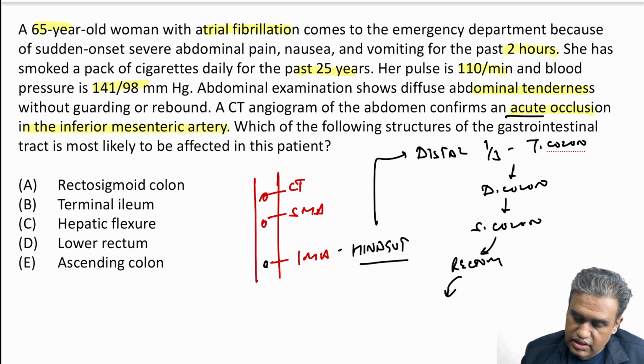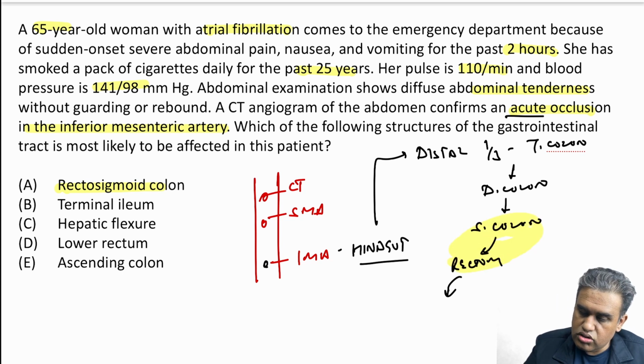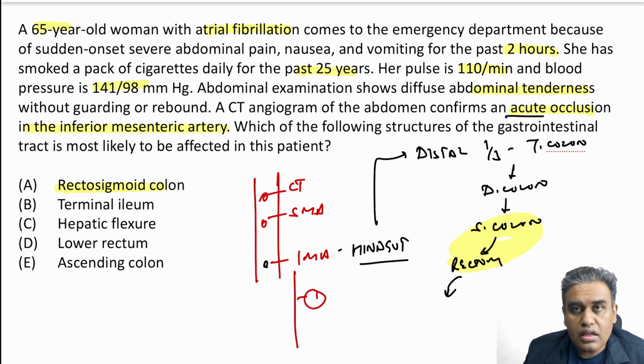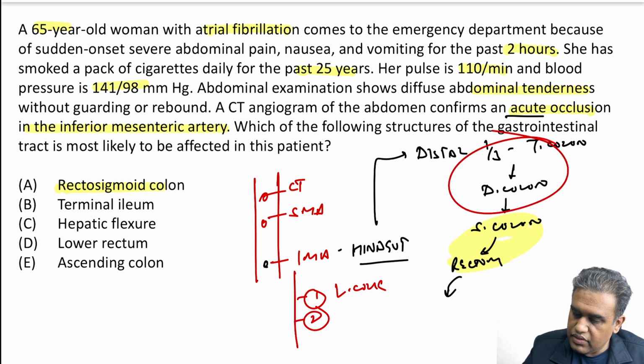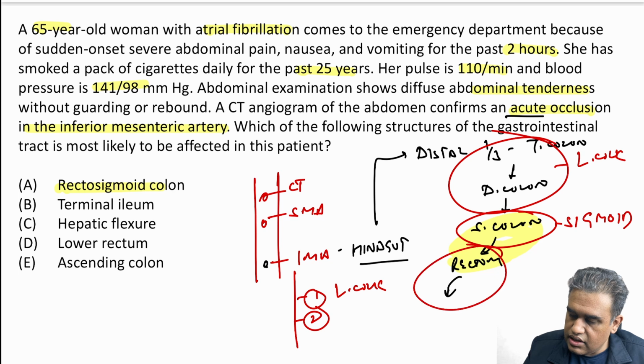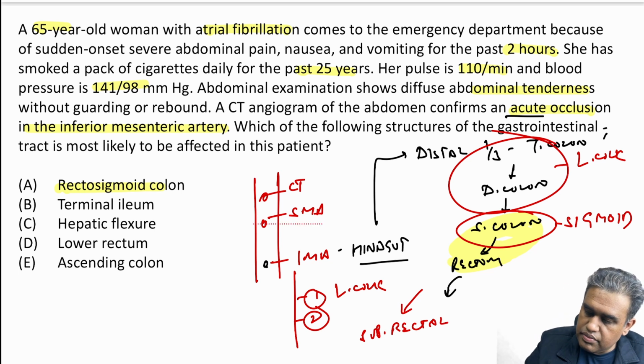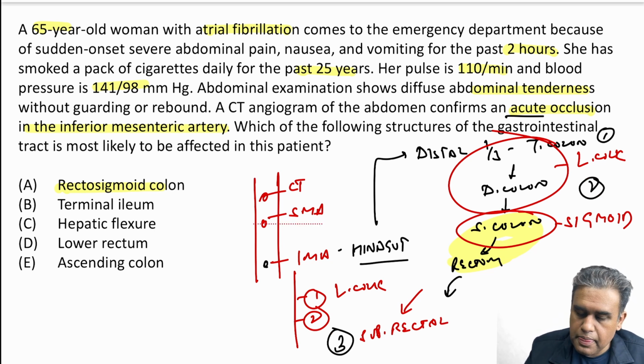Now they are asking which structure? Rectosigmoid colon is this area. Will it be affected? Obviously yes. We should also know that the inferior mesenteric artery gives off 3 main branches. What are those 3 main branches? One is the left colic artery, which supplies this area. Let me write here L. colic artery. Then there is the sigmoid artery supplying the sigmoid colon area, and then there is the superior rectal artery. This area is supplied by the superior rectal artery. These are the 3 major branches, 1, 2 and 3.